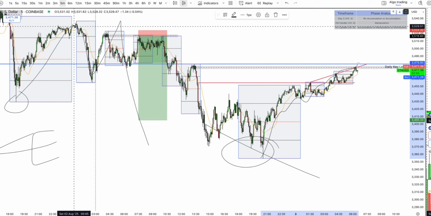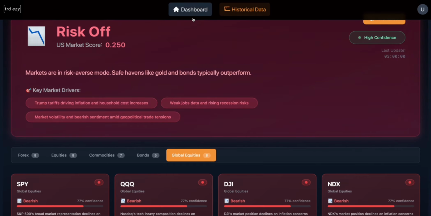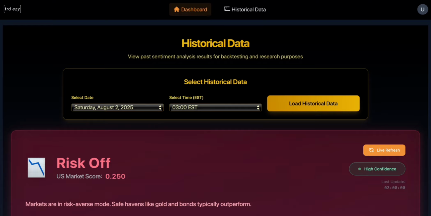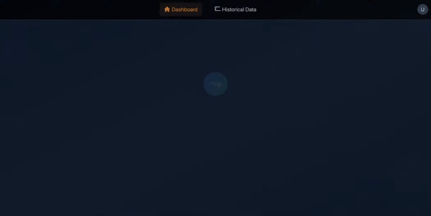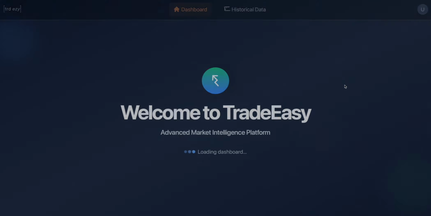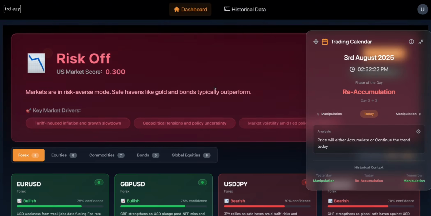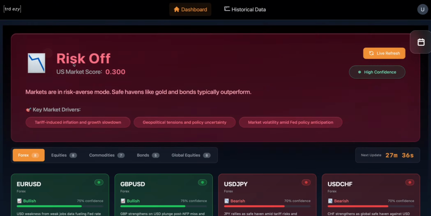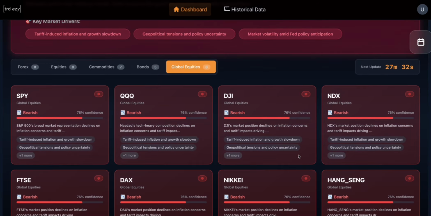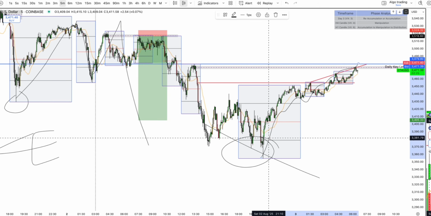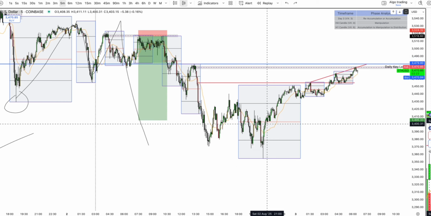But here's the thing, if you go to Trade Easy and look at the live data, we can see what? We can see that right now Trade Easy is showing us risk off. And if you look at global equities, by extension cryptocurrency, they're all still in risk off mode, right? So we should be looking for rallies to dump into.